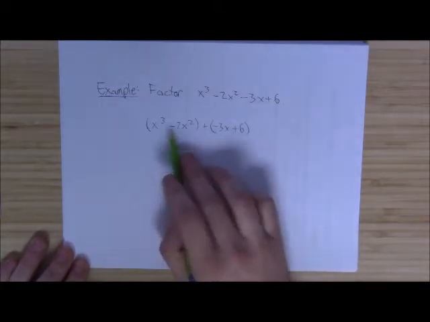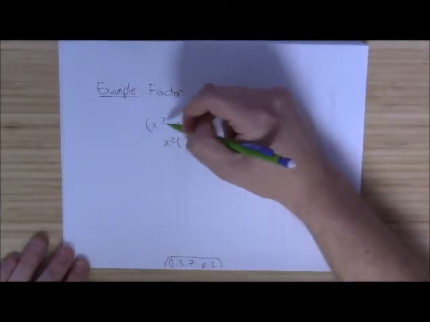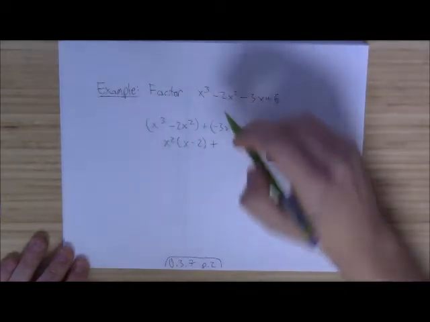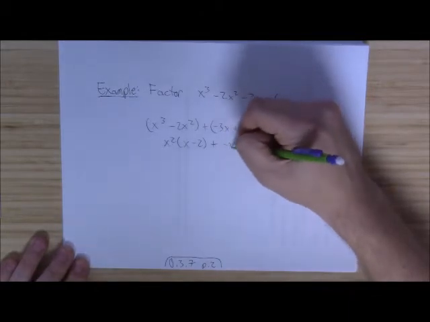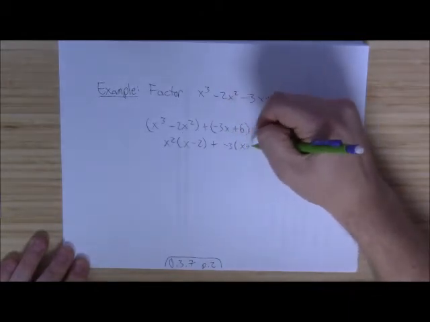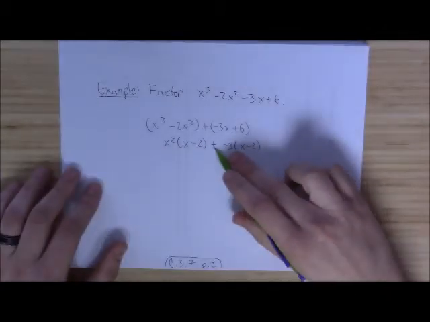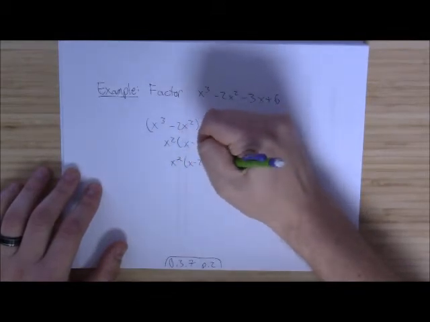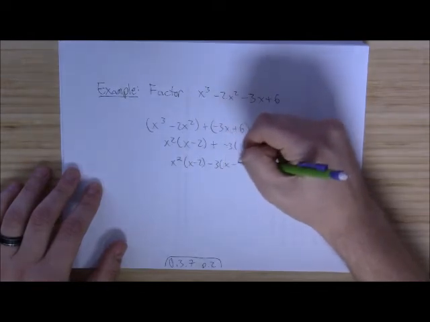Pulling out the common factors here, the common factor there is x squared. What do I have left? I have x minus 2 on the inside. And pulling out common factors here, I have negative 3 as a common factor times x minus, because it changes the sign, 2. In other words, we have x squared times x minus 2 minus 3 times x minus 2.